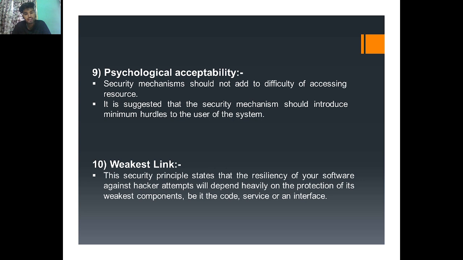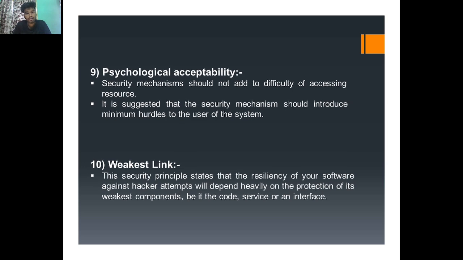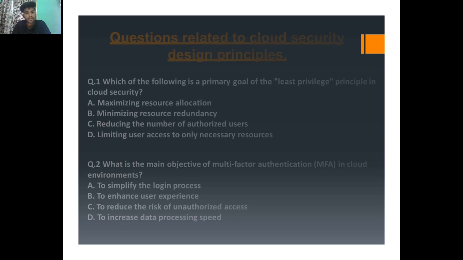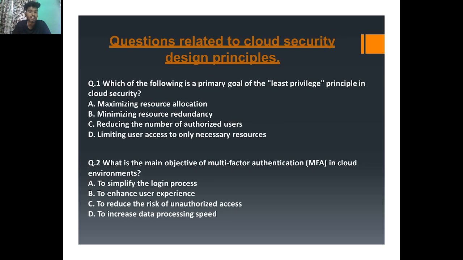Now the 10th point is weakest link. This security principle states that the resiliency of your software against hacker attempts will depend heavily on the protection of its weakest component, be it the code, service, or an interface. Means the hacker will attempt the weakest component of the system and try to gain access to the system. Now the questions related to the cloud security design principles are as follows.